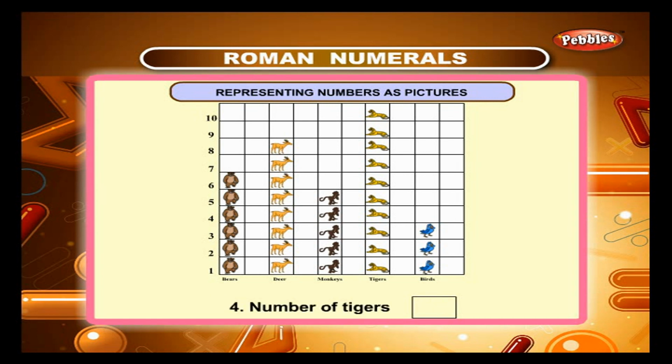4. How many tigers are there? 1, 2, 3, 4, 5, 6, 7, 8, 9, 10. There are 10 tigers. 5. How many birds are there? 1, 2, 3. There are 3 birds. 6. How many more deer are there than bears? There are 8 deer and 6 bears. So there are 2 deer more than bears.